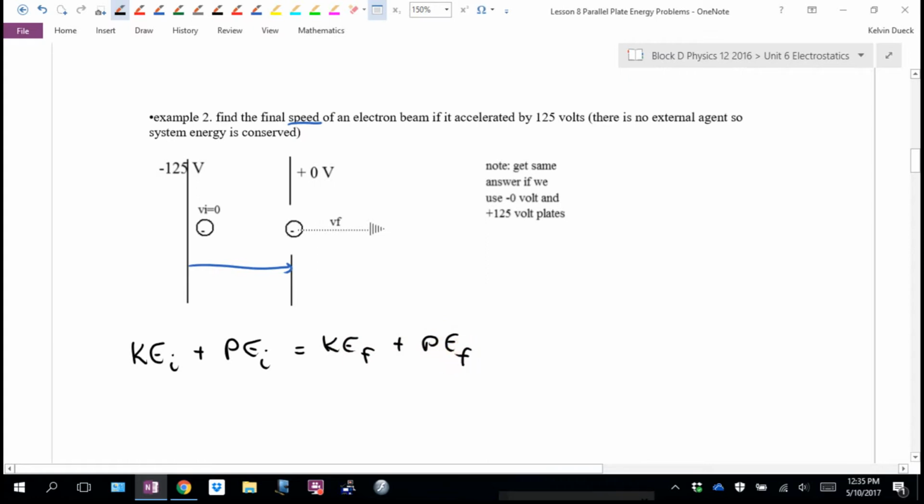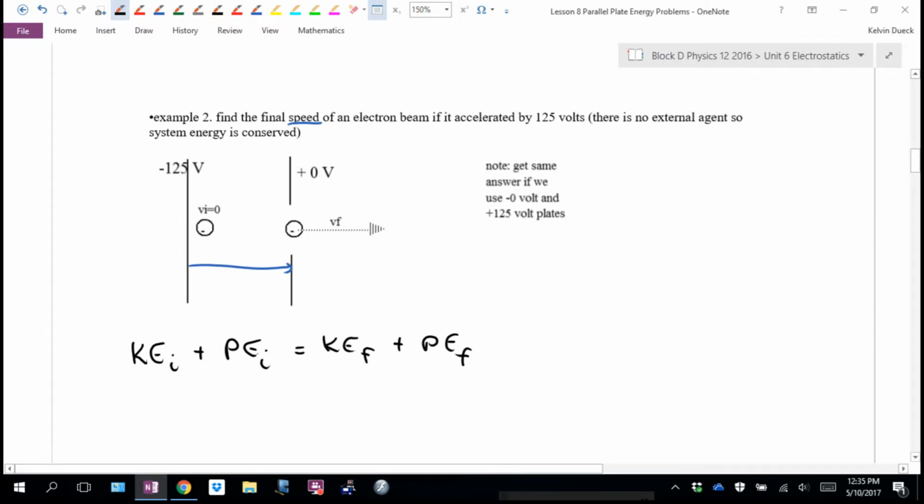You could probably also solve this by finding the force on the charge and then figuring out the acceleration. Oh, nope, you couldn't find the acceleration because I didn't give you the mass. Oh, I did give you the mass. It's an electron. And you could also go Vf equals Vi plus at, or Vf squared equals Vi squared plus 2ad. You could do it that way, but this is going to be cleaner.